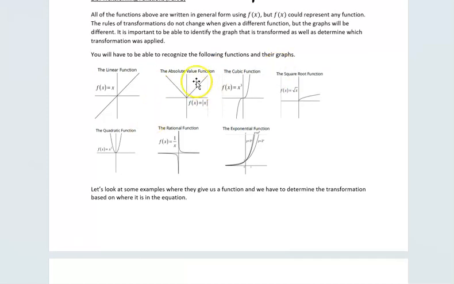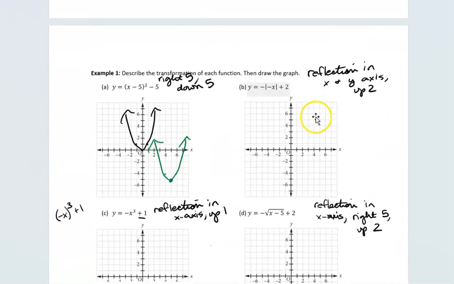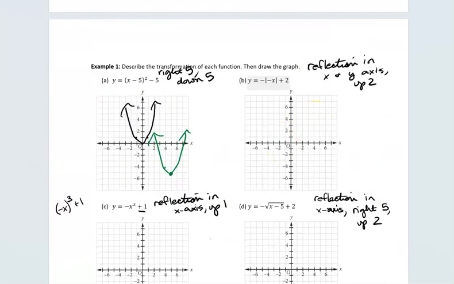And we've already looked at these a little bit. They're v's. So they start at 0, 0. So our parent function, I'm probably going to draw all of my parent functions for you so you can see what we're looking at.